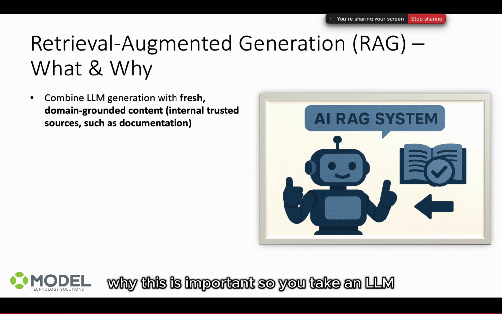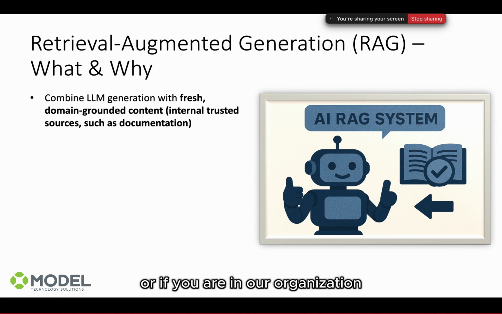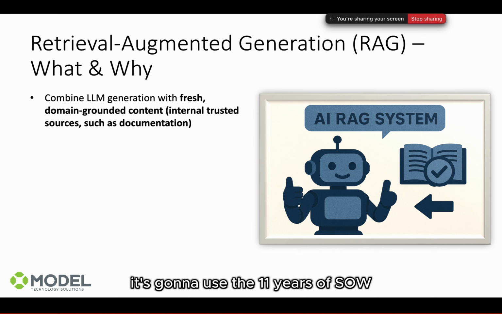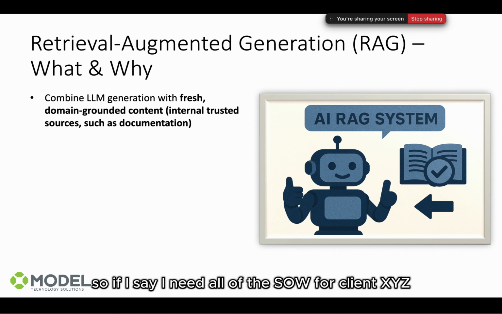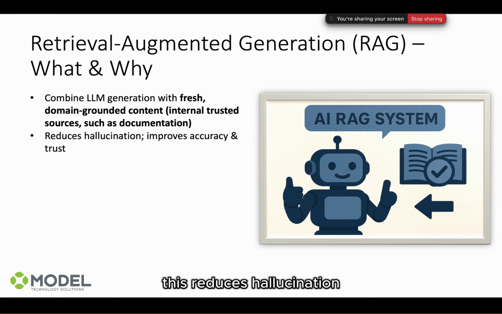So you take an LLM, right, like ChatGPT, and you use what we call fresh domain-grounded content, right? So internal trusted sources such as documentation, or if you're at our organization, we feed, let's say, our 11 years of SOWs. What this allows me to do is when I query the agent, it's going to use the 11 years of SOWs. So if I say I need all of the SOWs for client XYZ, SOW numbers, topic, cost, analysis, breakdown, all of these things, it is now using what is considered domain-grounded content, meaning it's a point of authority for us. This reduces hallucination.